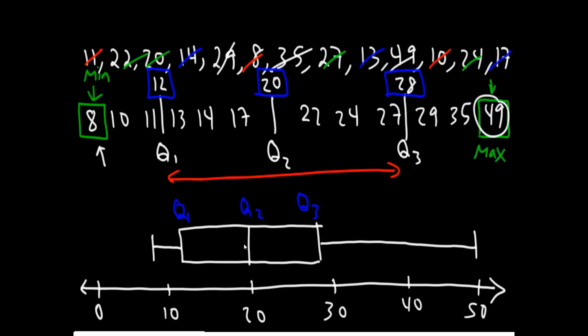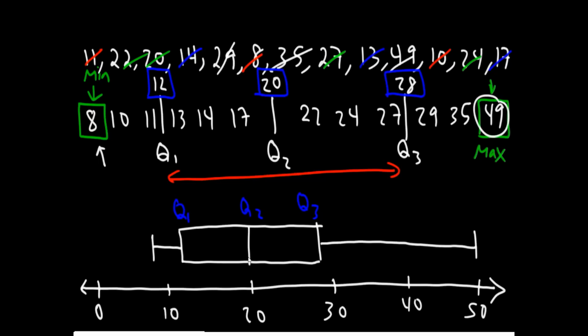So we're talking about medians here, right? The median of the whole data set is 20. And I'm going to draw a line, with a couple of whiskers. That's why they call it a box and whisker plot. My median goes on, and I label it Q2.